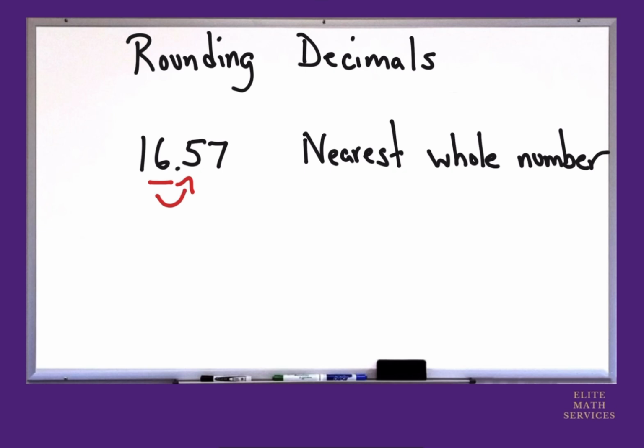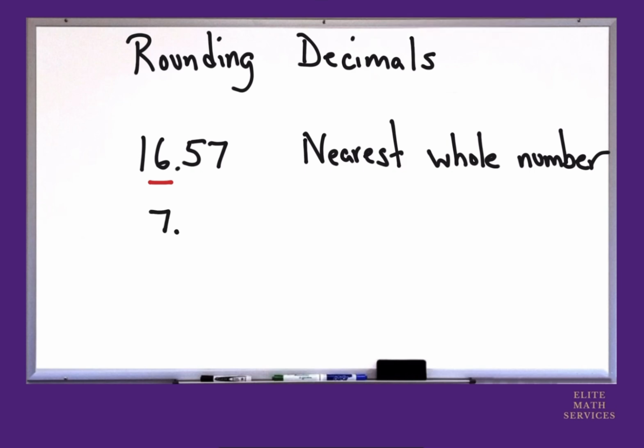The second rule is we must go to our neighbor on the right. We never go to the neighbor on the left. The neighbor on the right is 5. This number will determine whether our underlined number is to stay the same or go up by 1. And the rule surrounding this is if it's 4 or lower, it remains the same. If it's 5 or higher, the number goes up by 1.